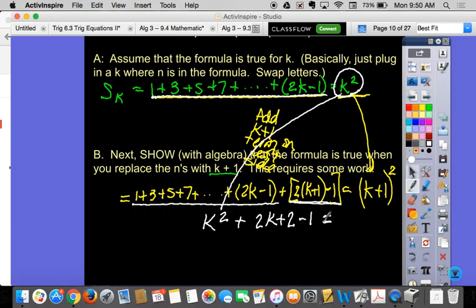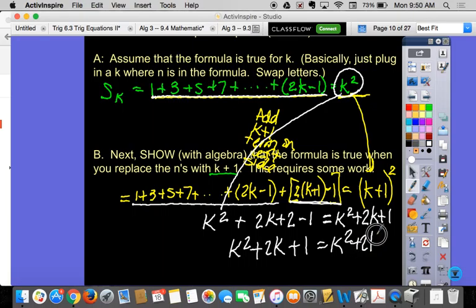Now on the right side, multiply it out like normal. K squared plus 2k plus 1. Remember, square the first, twice the product, square the last. Clean up this side. K squared plus 2k plus 1. And look at that. It's perfect. They're exactly the same. You fulfilled your proof. That's mathematical induction. You proved that it's true for the next term for k plus 1.